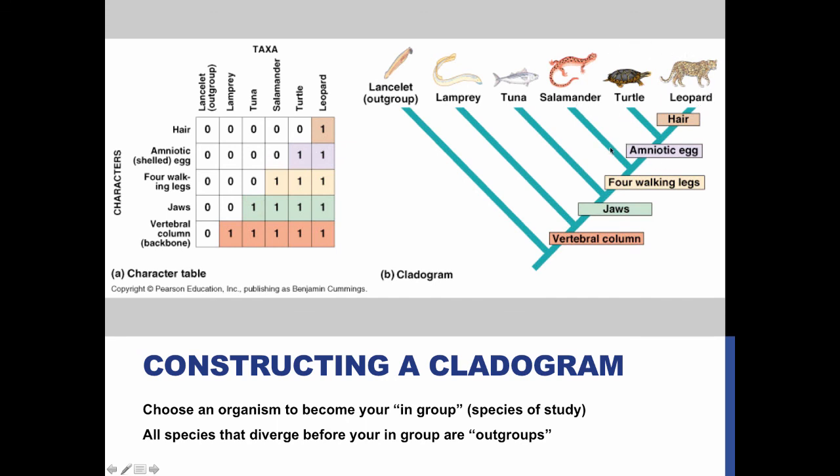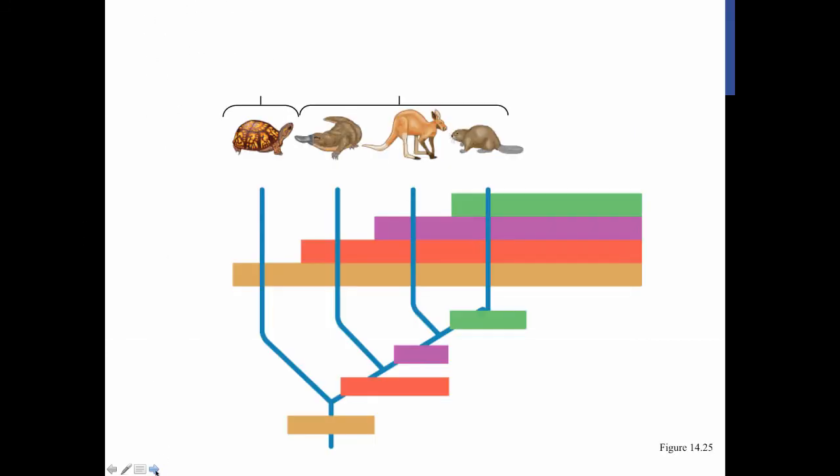So then we move to, has an amniotic egg. So now the salamander becomes an outgroup. They don't have an amnion in their egg. We're left with turtles and leopards. Well, the turtle doesn't have hair, the leopard does. So that's our final in-group. And they've represented that here by just adding ones. So you get a 1 if you meet that criteria, and you get a 0 if you don't. And this is called a character table.